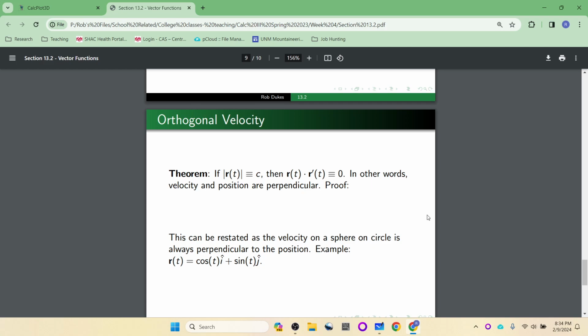Why is that? Well, we have the absolute value of r of t is c. So the absolute value of r of t is always c. And that means we're on a circle, because it's saying the distance from the origin is always the same thing. Well, this is also the same as saying r dot r is constant.